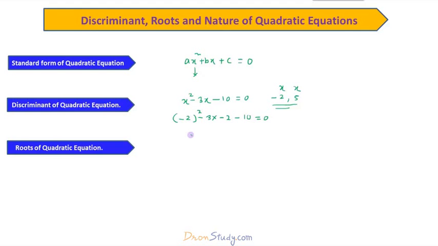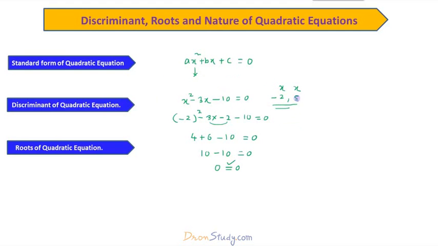So minus 2 square will be 4, minus minus will be plus, 3 2s are 6, and this will be minus 10, which is equal to 0. 6 plus 4, that is equal to 10 minus 10, that is equal to 0. So 0 is equal to 0, and therefore the minus 2, this value is satisfied by the equation, and so we say that minus 2 is the root of the given equation.